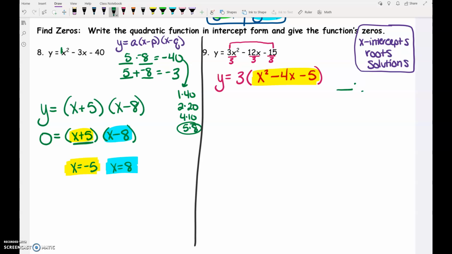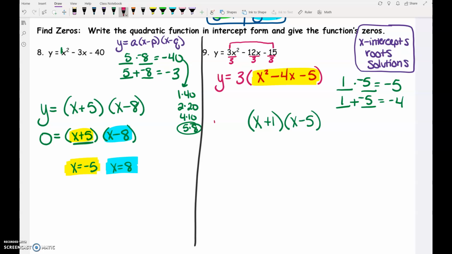We need to know two numbers that multiply to give us negative 5 and add up to negative 4. So the parentheses become x plus 1, x minus 5. Technically, we still have y equals 3 in front of those parentheses. Okay, our x-intercepts, our solutions. If this y was a 0, 0 equals 3 times x plus 1 times x minus 5.